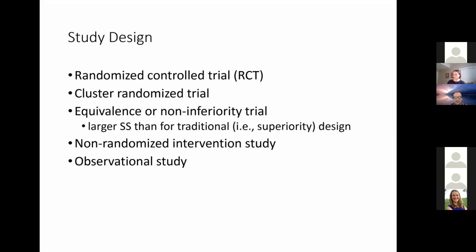Non-randomized interventions, which again, we're kind of going down this hierarchy here of other than the equivalence or non-inferiority, this kind of hierarchy from sort of most scientifically valid to most pragmatic at the bottom here. So non-randomized interventions are situations where, for practical reasons, you can't randomize between two groups, but you still want to implement a treatment or an intervention.